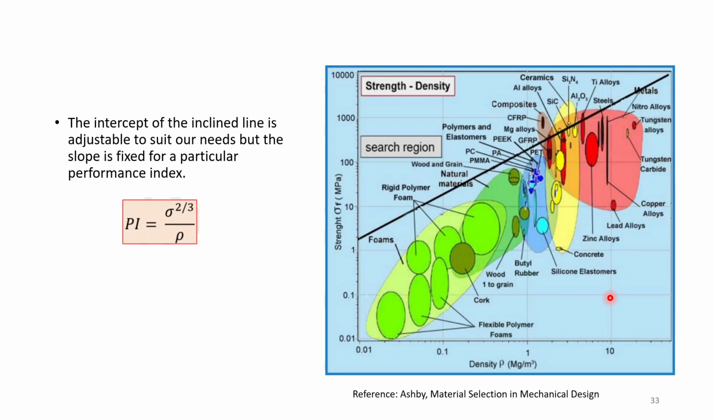Now the intercept of the inclined line is adjustable to suit our needs, but the slope is fixed for a particular performance index. So in this case this is your guideline. So above this you have various materials such as silicon carbide, alumina, silicon nitride. These all materials you can choose.